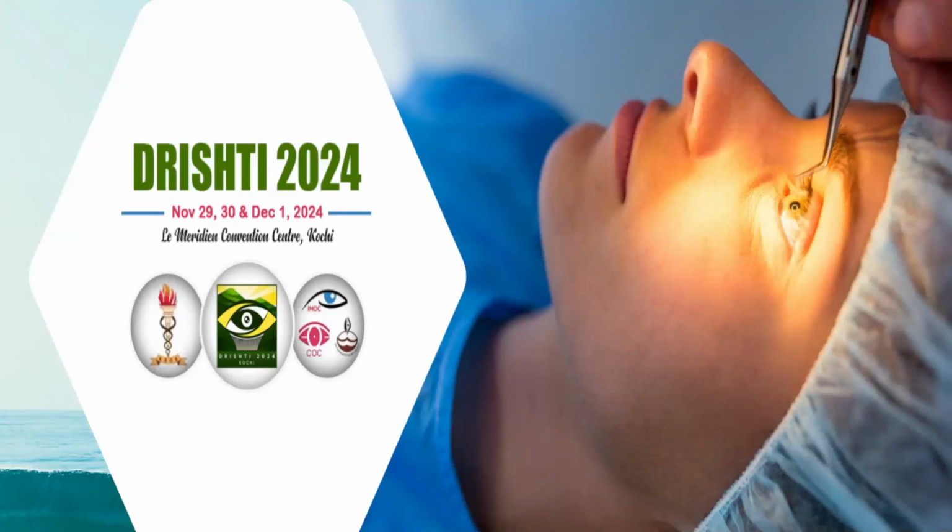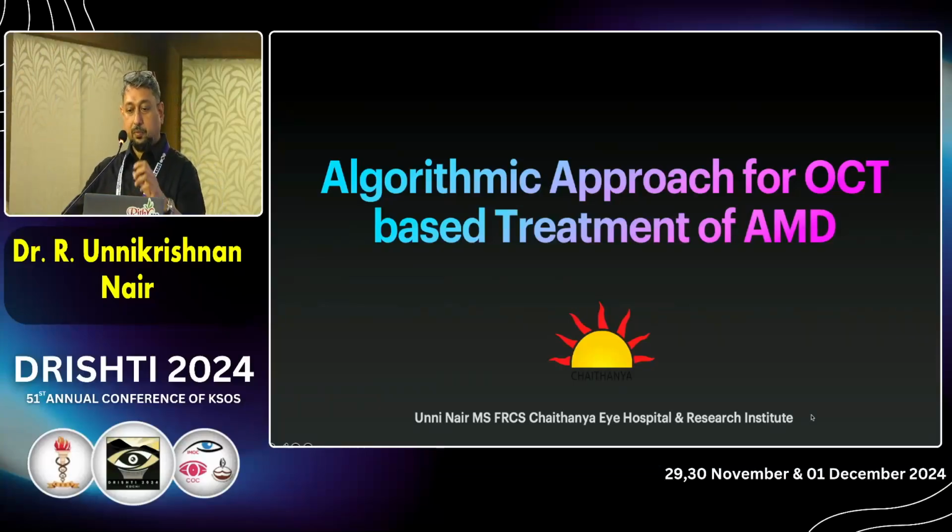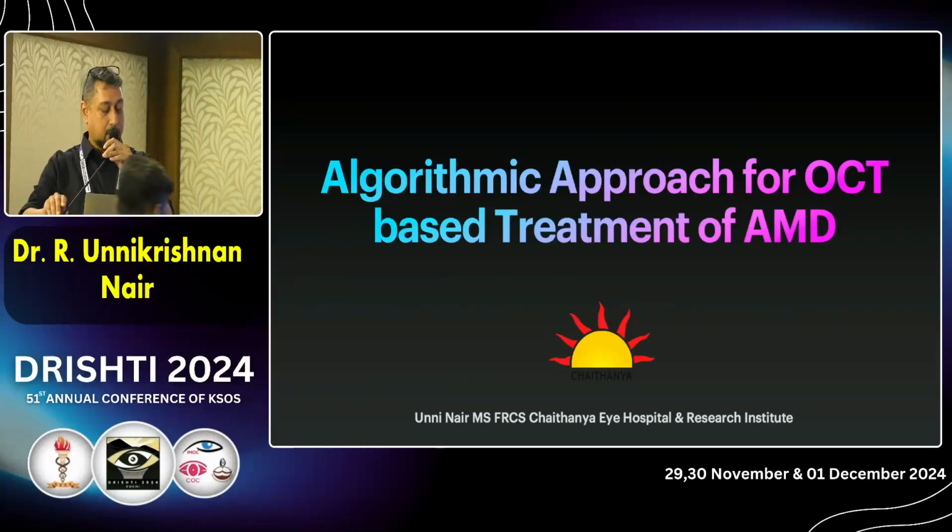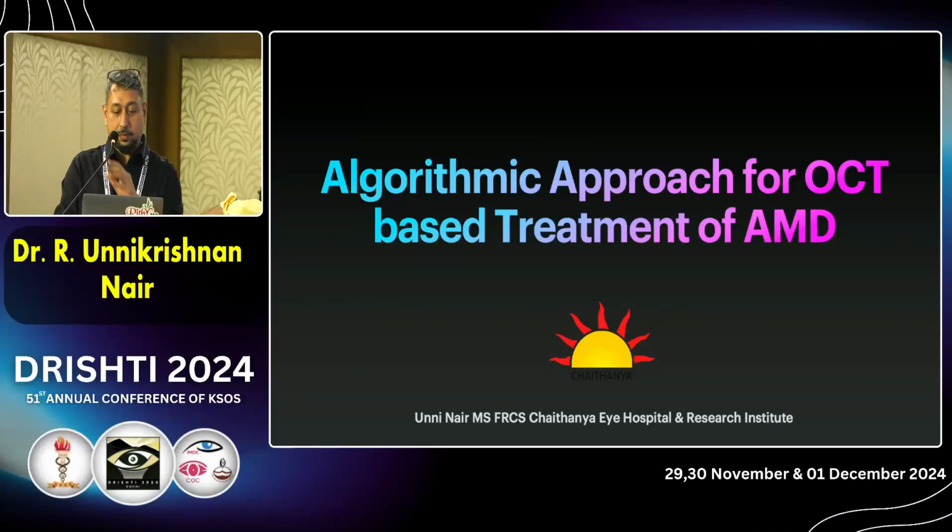Moving from the pachychoroid spectrum and pachychoroid neovasculopathy, we are going to proper age-related macular degeneration, and we are here to hear Dr. Unni speak about an algorithmic approach to diagnosing and prognosticating AMD.